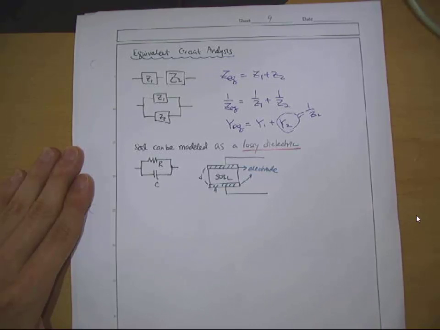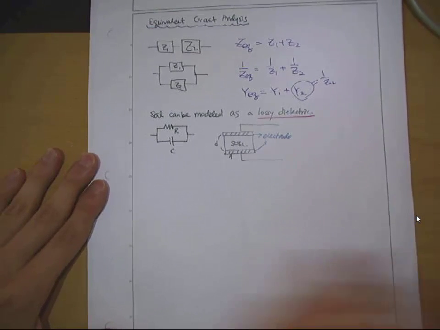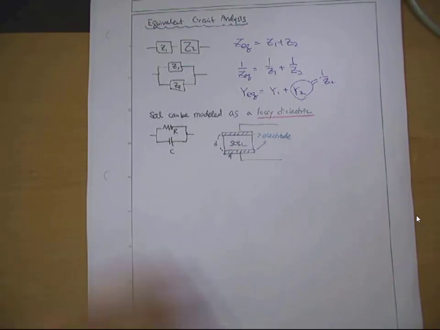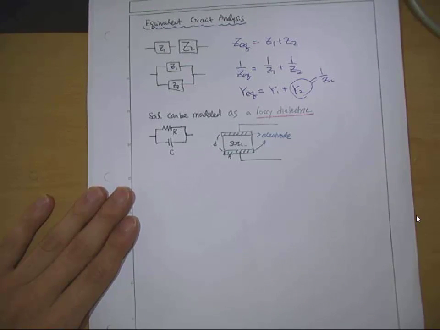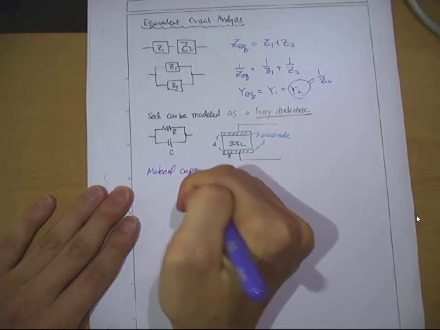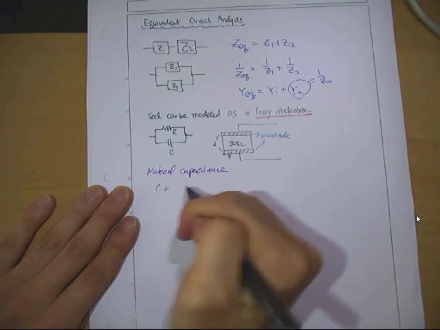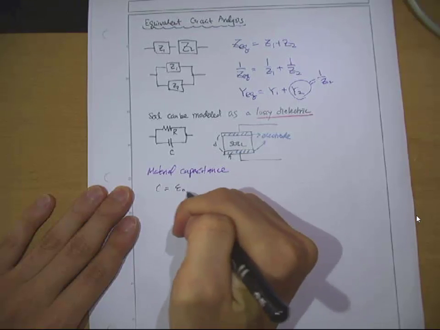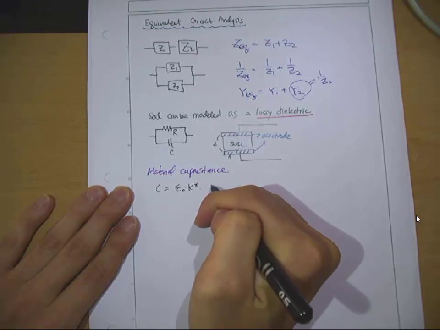So keep in mind this parallel and series analysis, and we can estimate the electromagnetic property of the soil. Let's say you have two parallel metal electrodes, and inside you have a specimen, and you want to extract the material property of the soil. Then the material capacitance C is what? By definition, epsilon naught times kappa star times A over D.